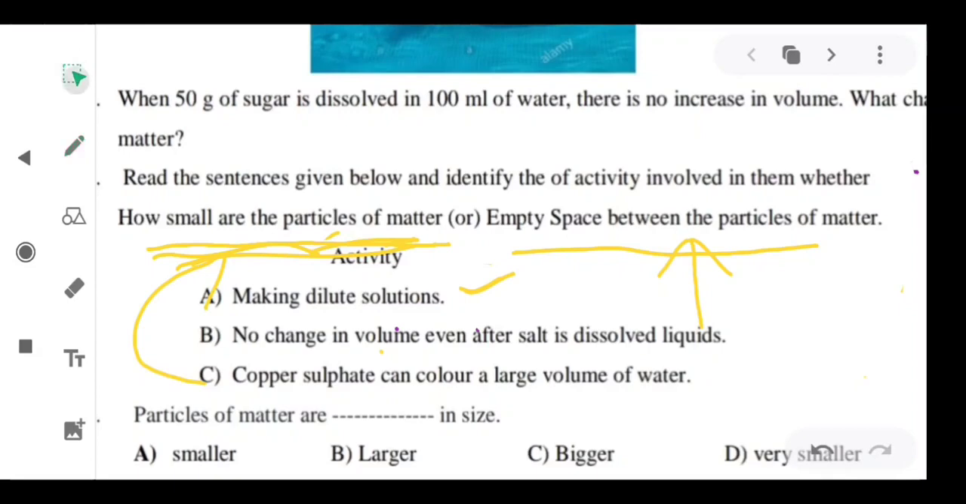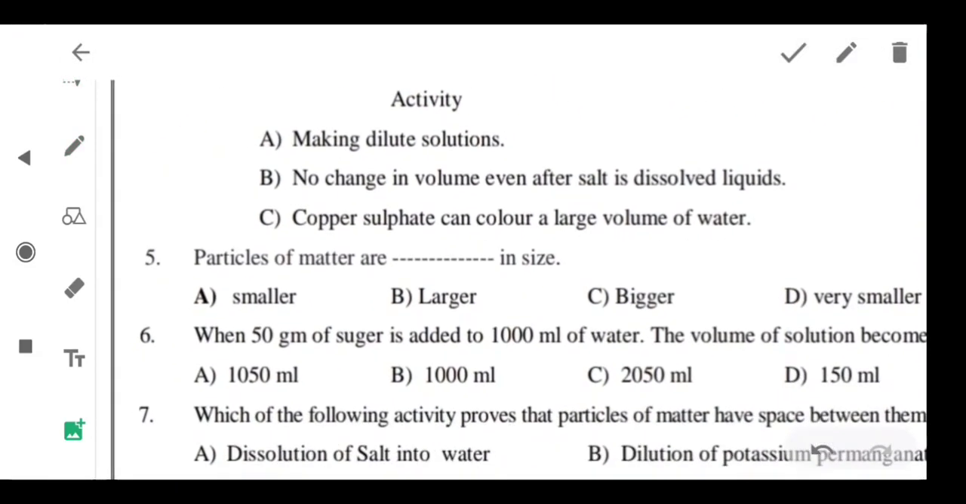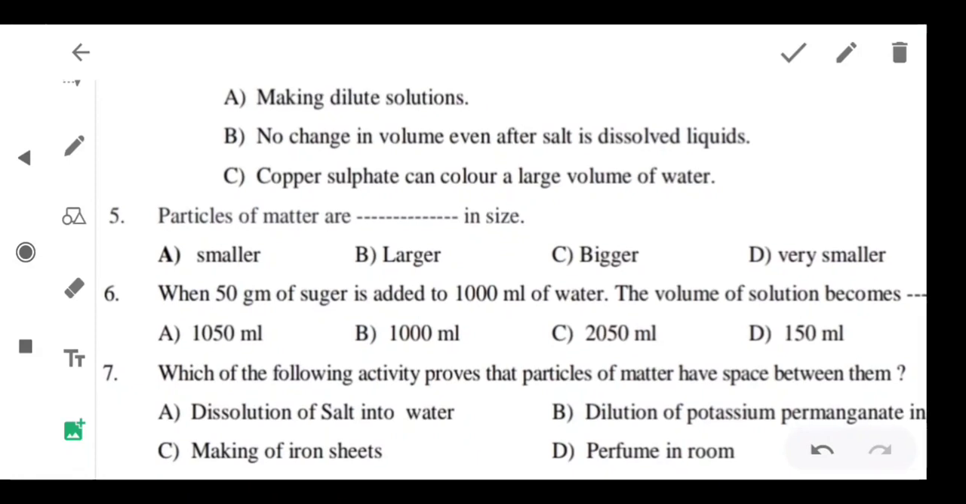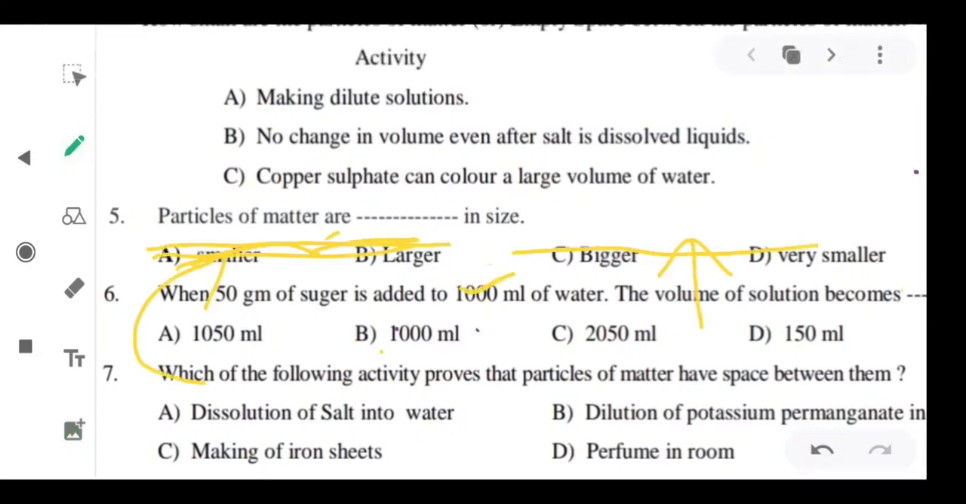Next one. Particles of matter are dash in size. You already studied this, that they are very tiny, very small. So which is the answer? A smaller, B larger, C bigger, D very smaller. Very smaller is the correct answer. So we can tick D, very smaller. D is the correct answer.